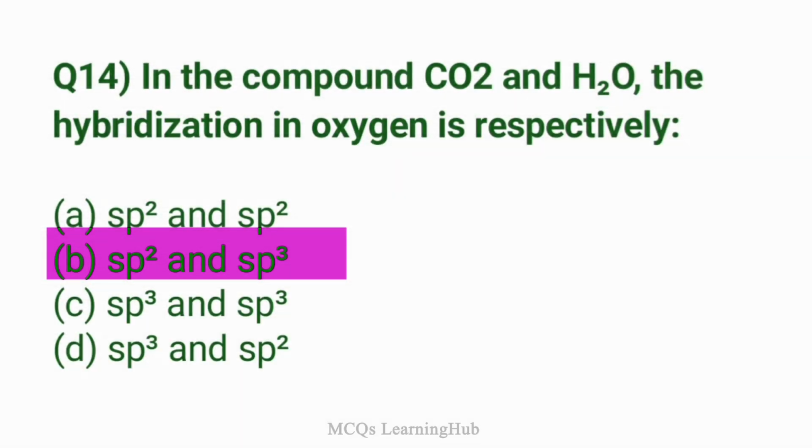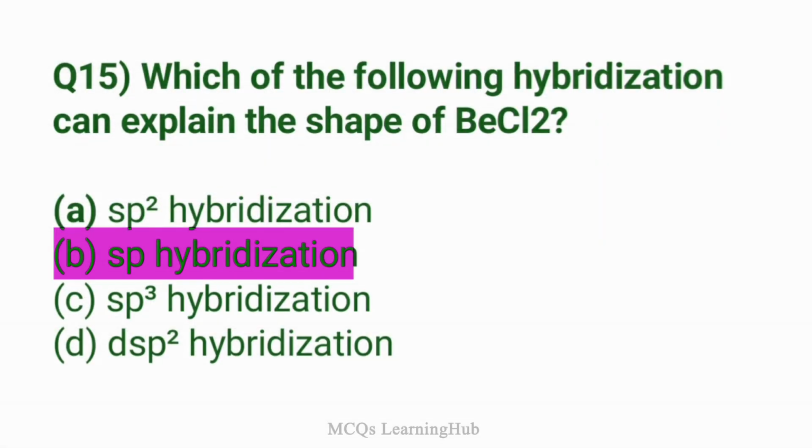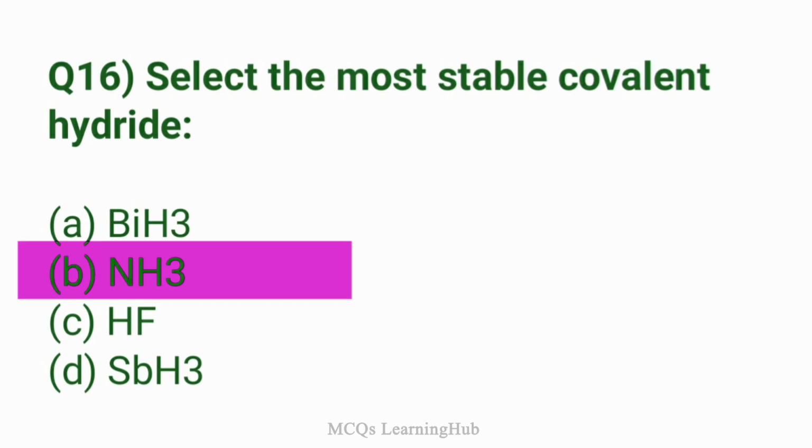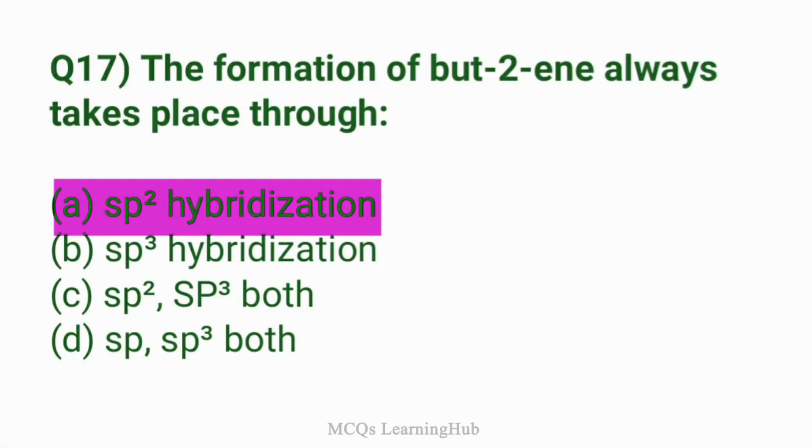Question 14. In the compound CO2 and H2O, the hybridization in oxygen is respectively sp2 and sp3. Option B is correct. Which of the following hybridization can explain the shape of BeCl2? Option B, sp hybridization. Question 16. Select the most stable covalent hydride. Option B, NH3. The formation of butene always takes place through sp2 hybridization. Option A is the right option.